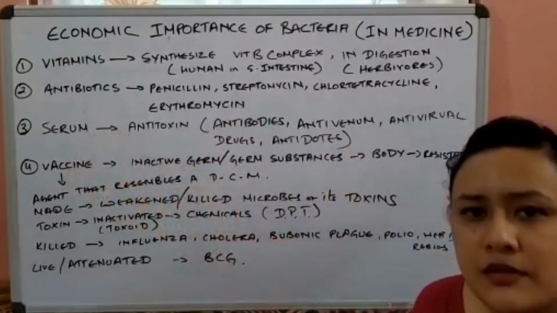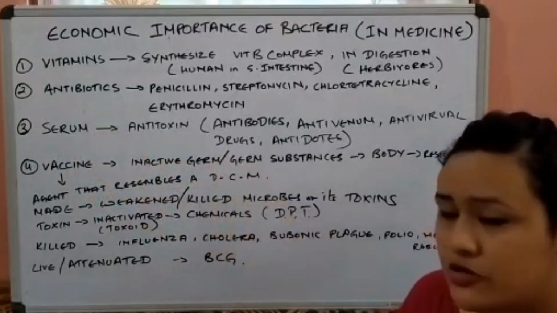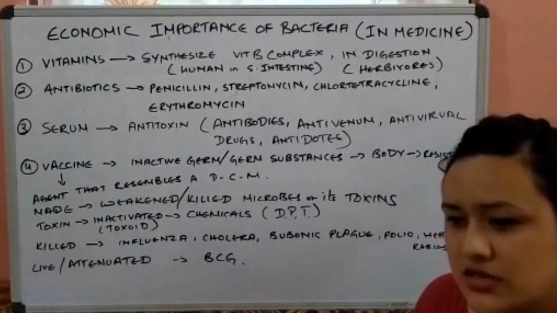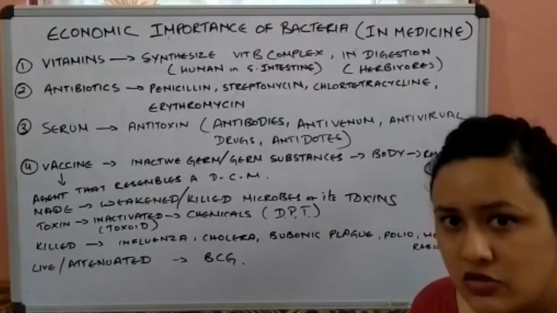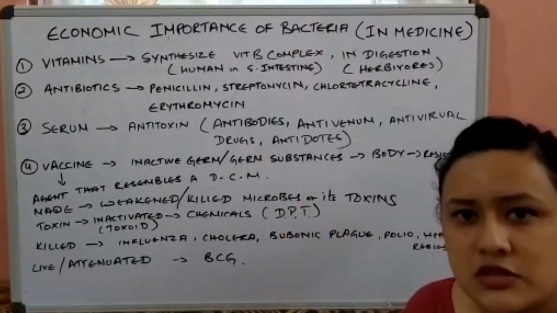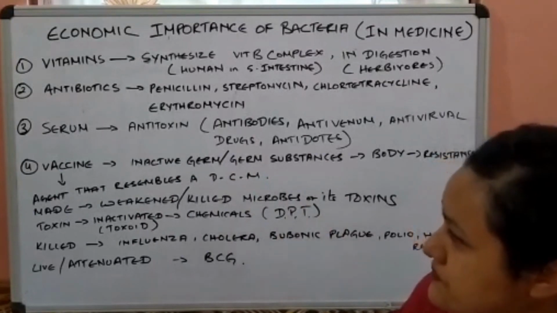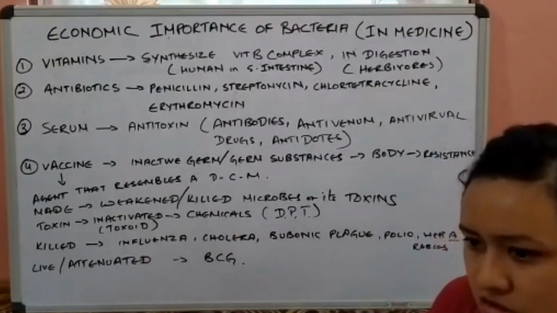We get it from the serum because the serum in the blood produces antitoxins. Antitoxins are the substances that help you to neutralize or resist the toxins, or the germs themselves. Now the fourth one is the vaccine. You are hearing about vaccines.